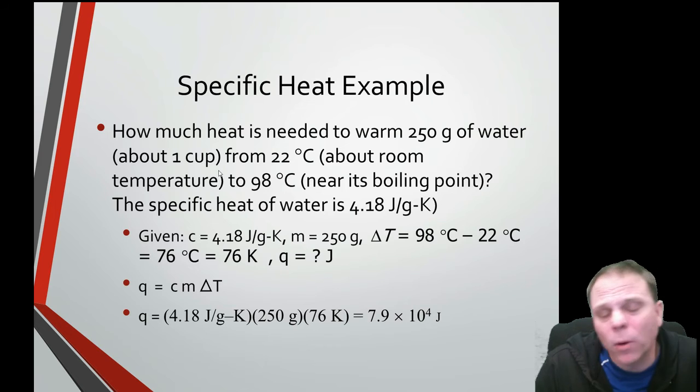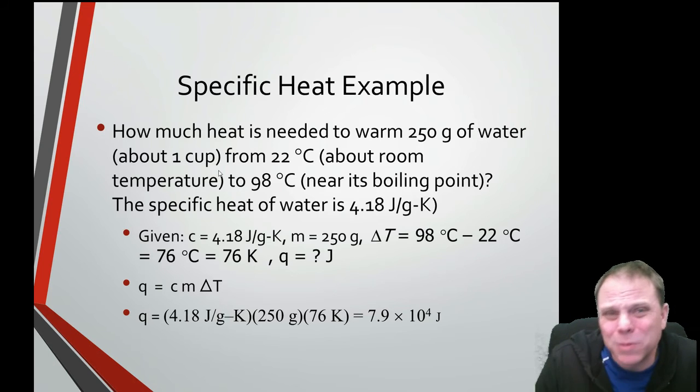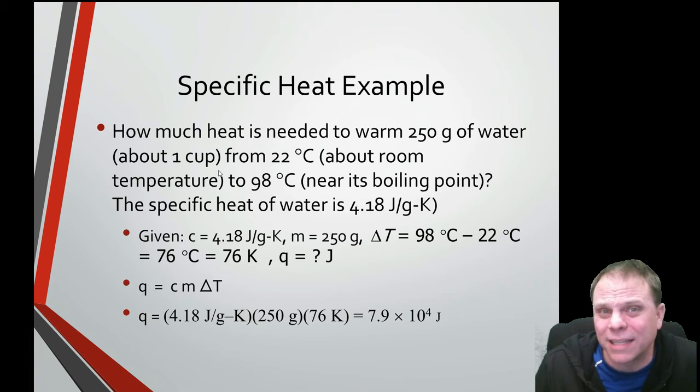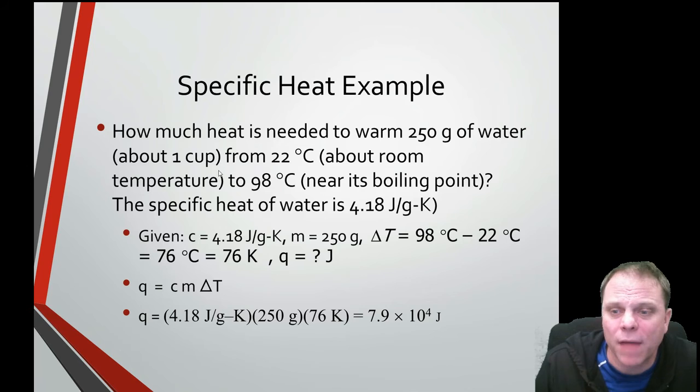And again, it is important to recognize that your grams here, 250, need to cancel out with the 4.18 joules per gram Kelvin. So make sure that you have the same units here. Sometimes we give you kilograms, we might give you the mass in kilograms. Make sure you convert that to grams first, okay? So here we have an answer of 7.9 times 10 to the 4th joules.